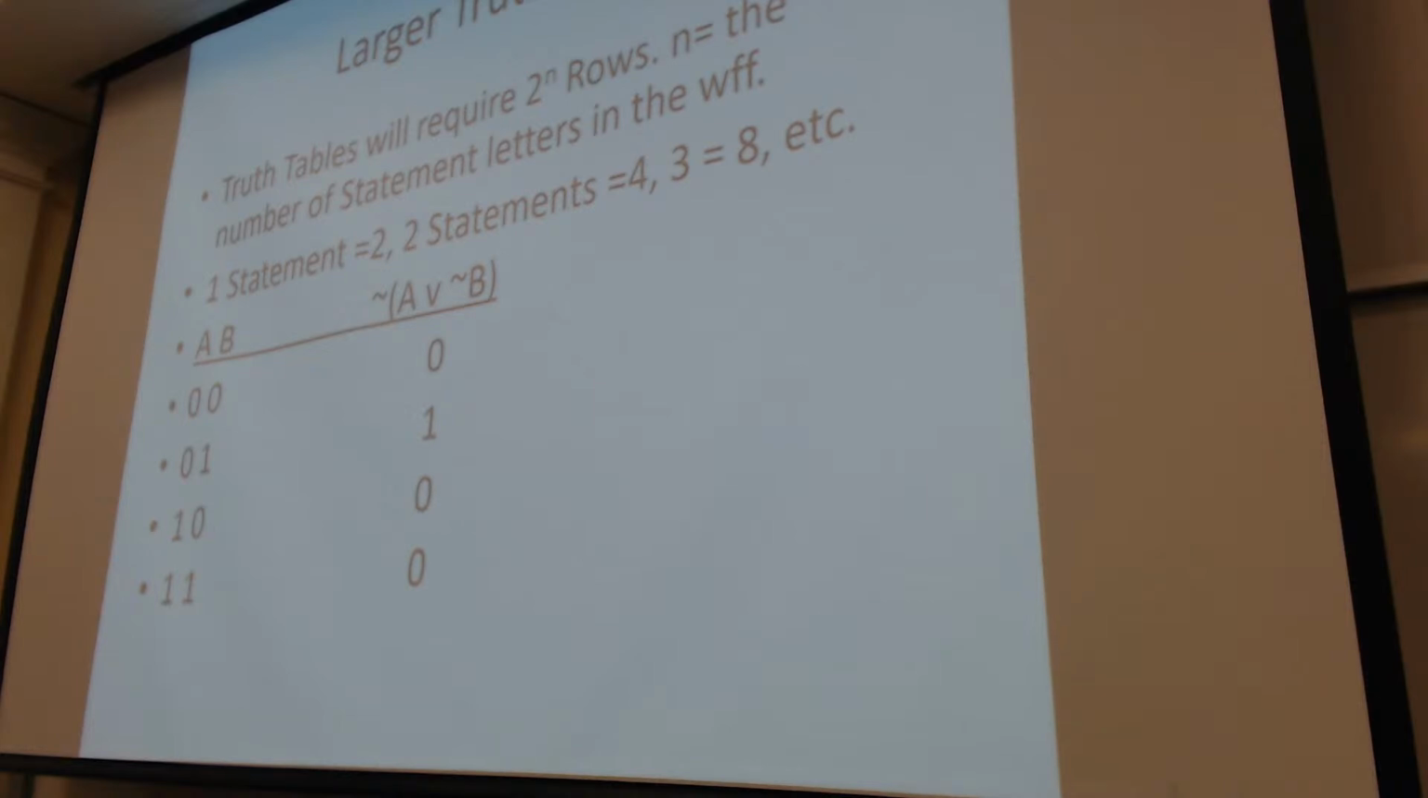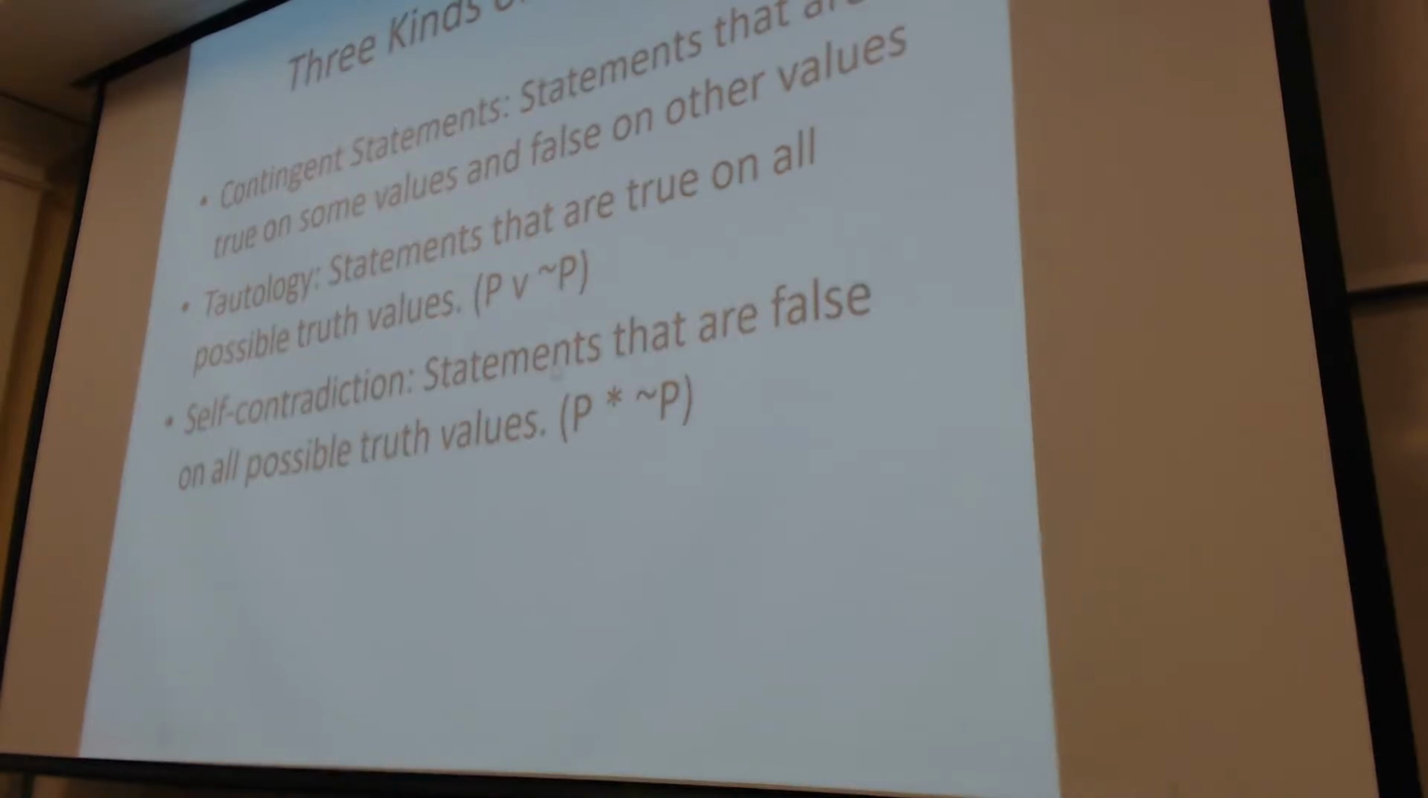So there's a few things that we can use this for. One very basic thing you can use it for is to distinguish between contingent, tautological, and self-contradictory statements. Most statements are contingent statements, which is to say that the statement value will be true on some values of the constituent letters and false on other values of the constituent letters. And most statements fit that description.